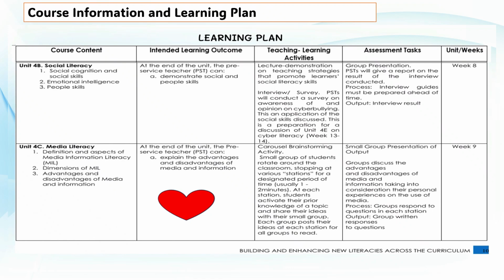In summary, Unit 4 Lessons B and C equip you with the ability to demonstrate social and people skills, and to critically evaluate media and information. Through lecture demonstrations, interviews, surveys, carousel brainstorming, and group presentations, you will practice applying these literacies in authentic contexts. Unit 4B runs during Week 8, and Unit 4C during Week 9.